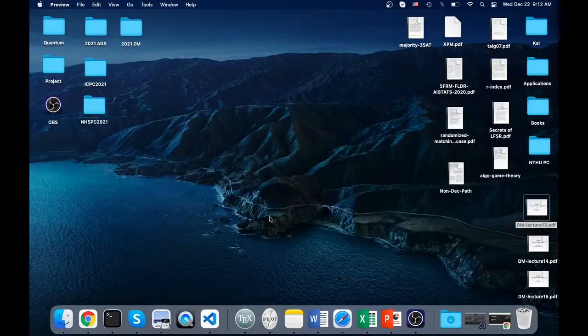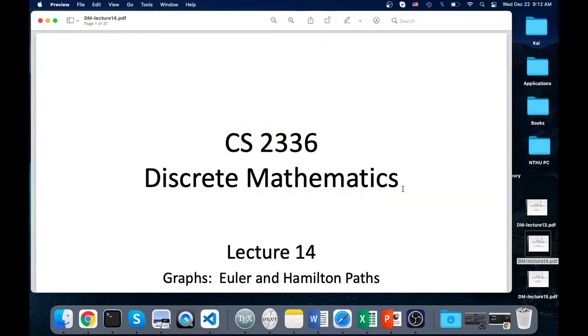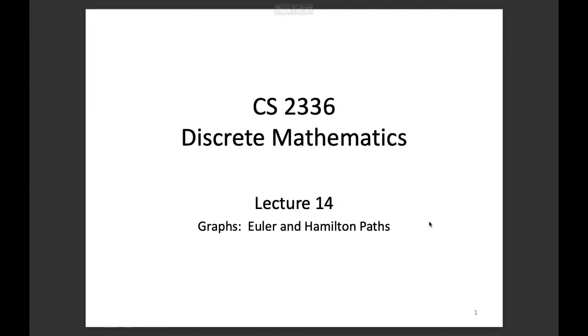So let's look at lecture 14. Lecture 14 is a set of slides that talks about two topics, the Euler paths and the Hamiltonian paths. We will not cover Hamilton paths, or Hamiltonian paths, for the regular class. So this concept will not appear in the exam. We will talk about this later if we have time, but we will first focus on Euler paths for right now.